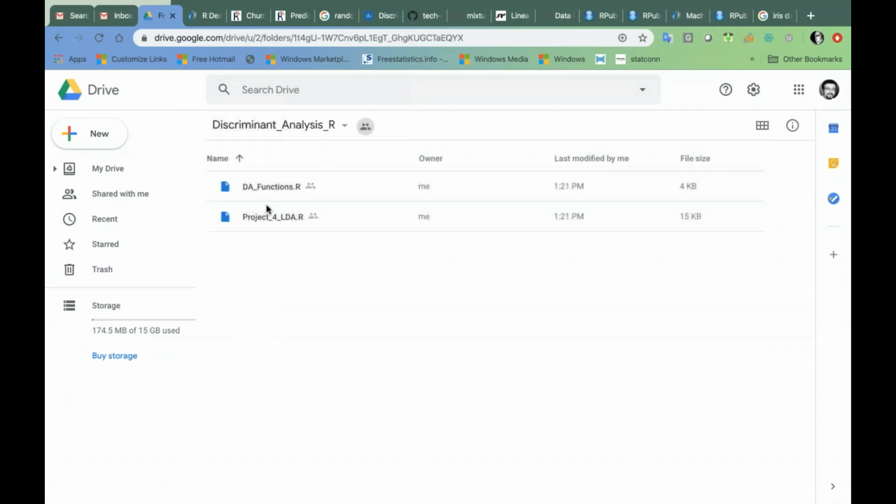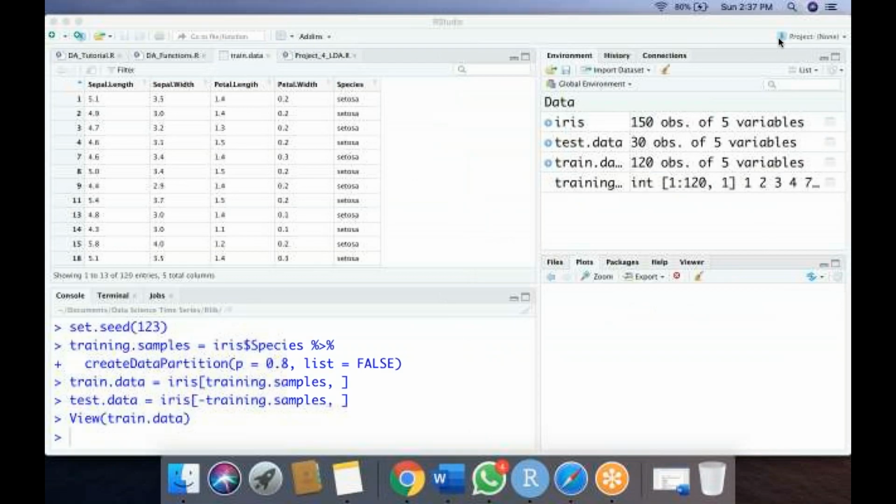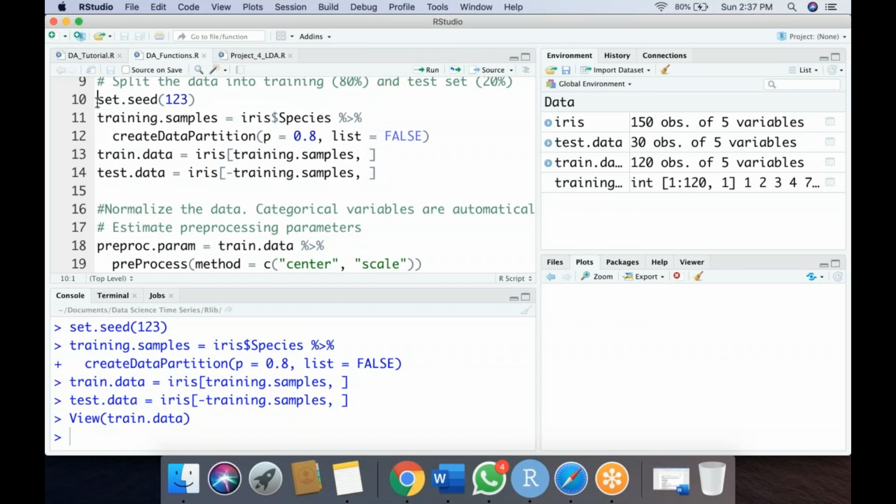Okay, so there also I have given you this file, DA functions. You can download the whole thing and open the DA functions. Okay. So I have only got confirmation from Mahendra. Sir, I have also done it.